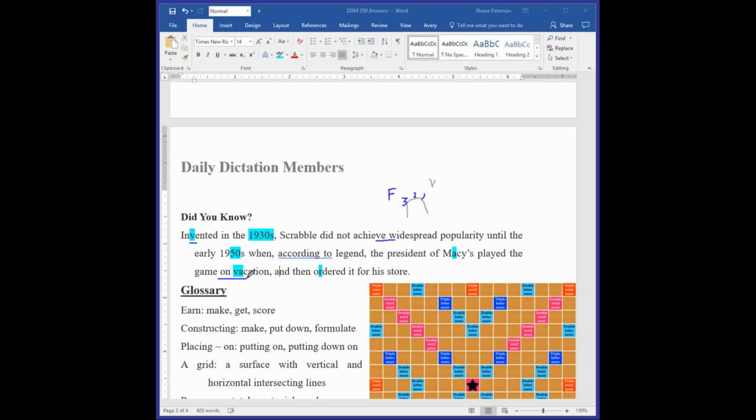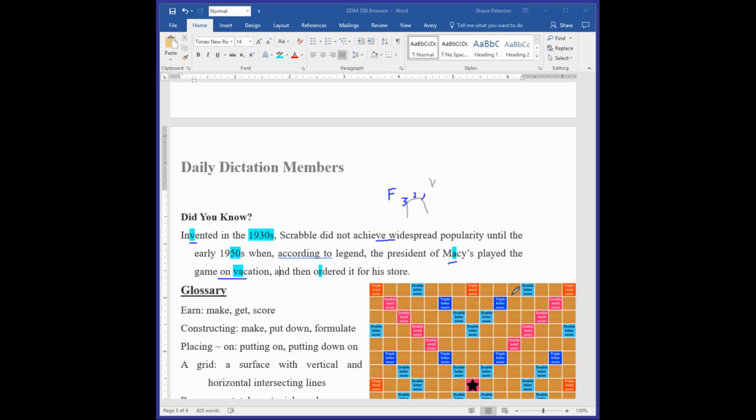On vacation. On vacation. We have two pronunciations. Vacation. Vacation. And vacation. Yeah, yeah, great. Good job. Now let's go back here to this one too.